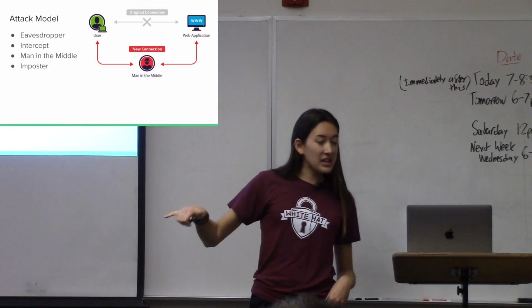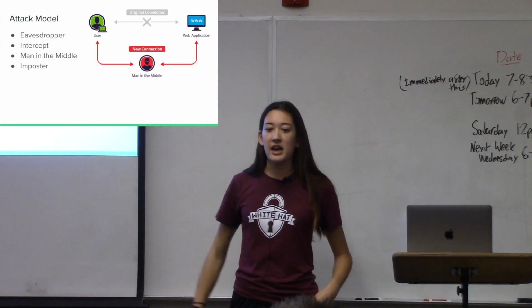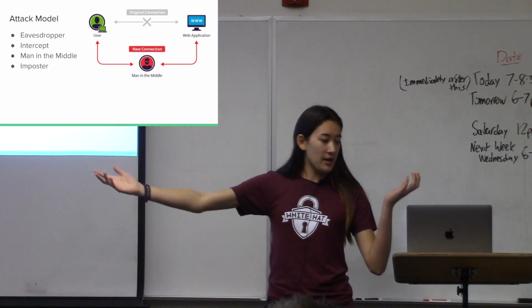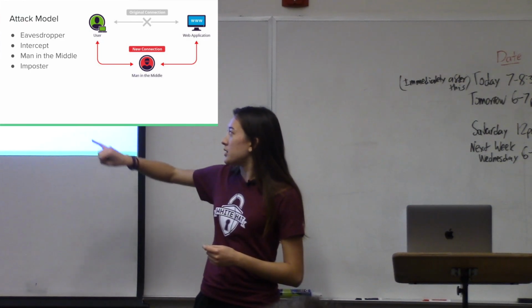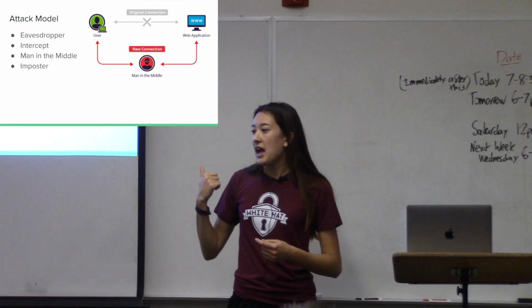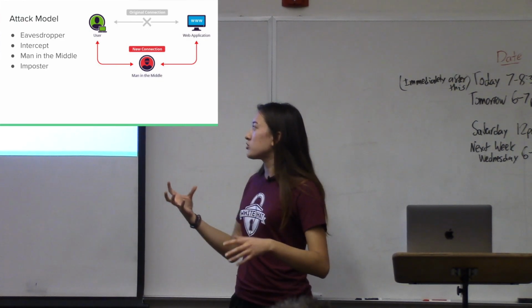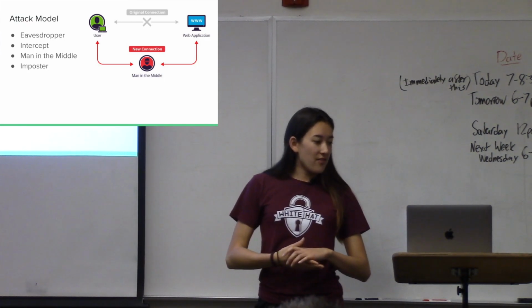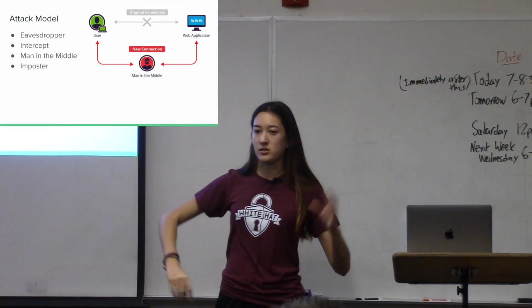And then man in the middle is the main one that most people hear about when they hear about cryptography and trying to access a server remotely in any way. That's when someone intercepts the packets and changes them somehow and forwards them along. Or gets the packet, drops it, and then sends their own data. And then the last one is imposter, which is when you pretend to be one of the endpoints, the user or the server itself.